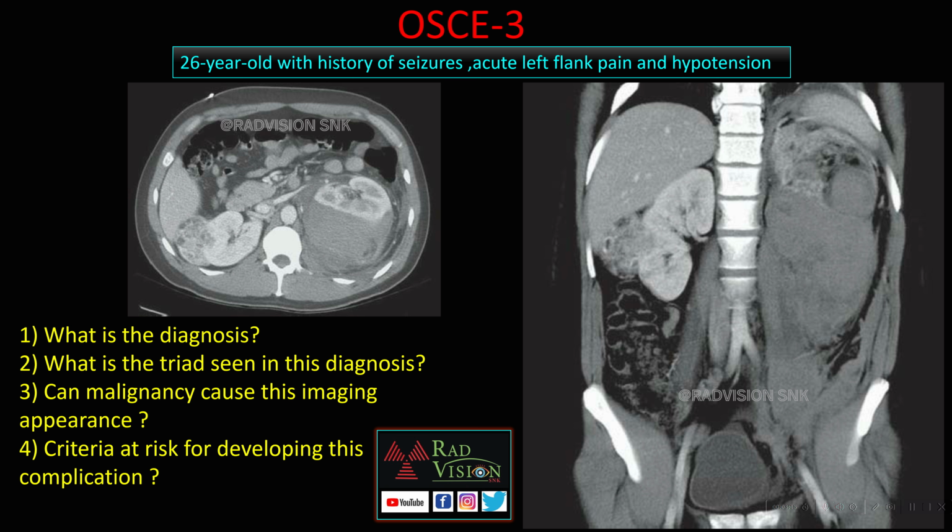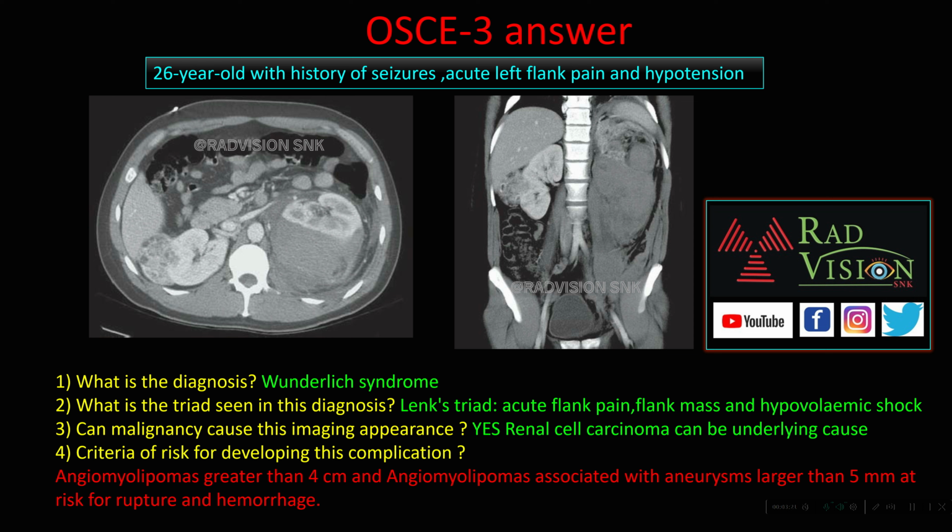So what is the diagnosis? These are nothing but you can suspect angiomyolipomas with sudden rupture. So what is this diagnosis? This is called as Wunderlich syndrome, where you can see the angiomyolipomas which can rupture and lead to hemorrhage into the kidney and also in the perinephric spaces. So what is the triad seen in this diagnosis? It is Lenk's triad, that is acute flank pain, flank mass and hypovolemic shock.